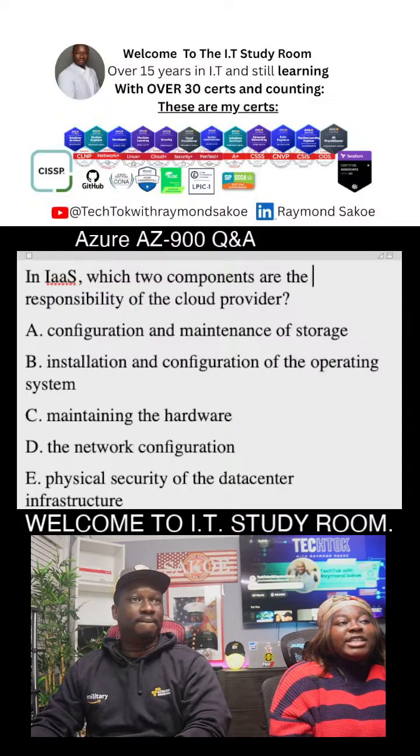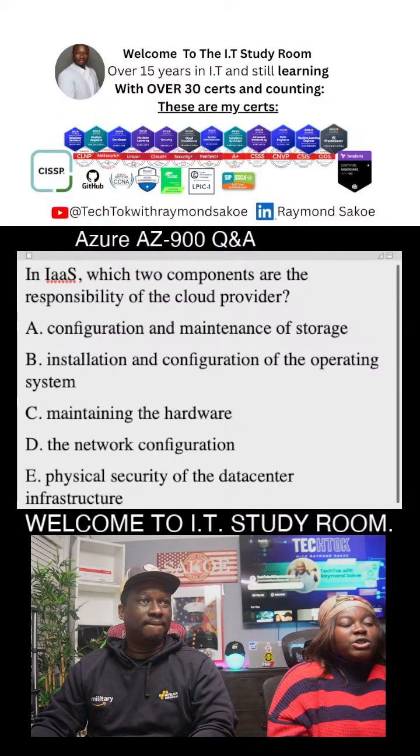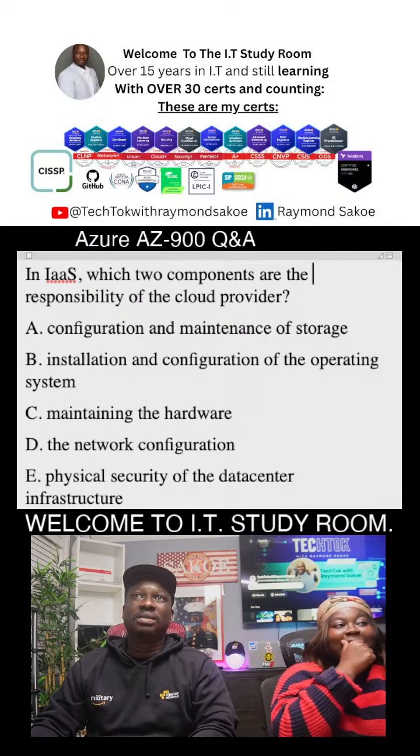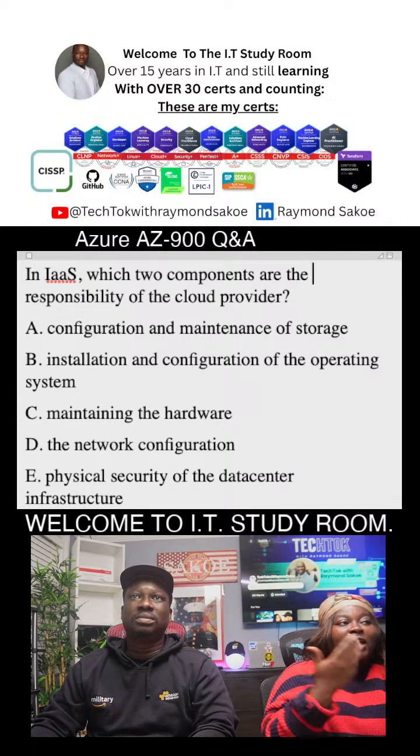Sunday is AZ-900. Mondays are A Plus, Tuesdays Network Plus, Wednesdays Linux Plus, Thursdays Security Plus, Fridays Cloud Plus, Saturday AWS Cloud Practitioner, and then Sunday AZ-900.